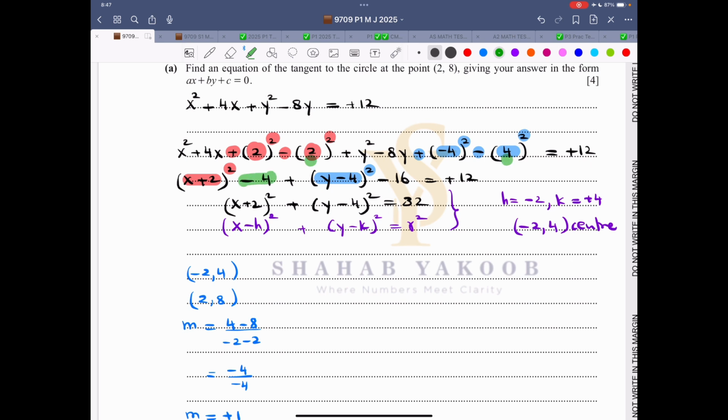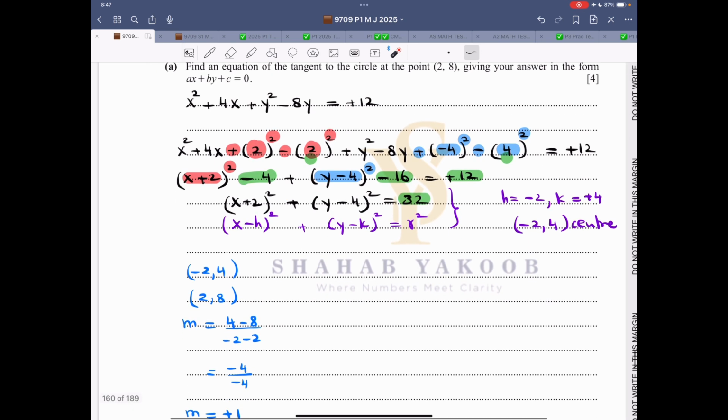Or again, this -4 square from here, we transfer it to the right hand side and then simplify. That comes out to be this. And then we compare coefficients with (x minus h) whole square plus (y minus k) whole square is r square. So the radius is square root of 32, but that is not needed. We just need the center of the circle.